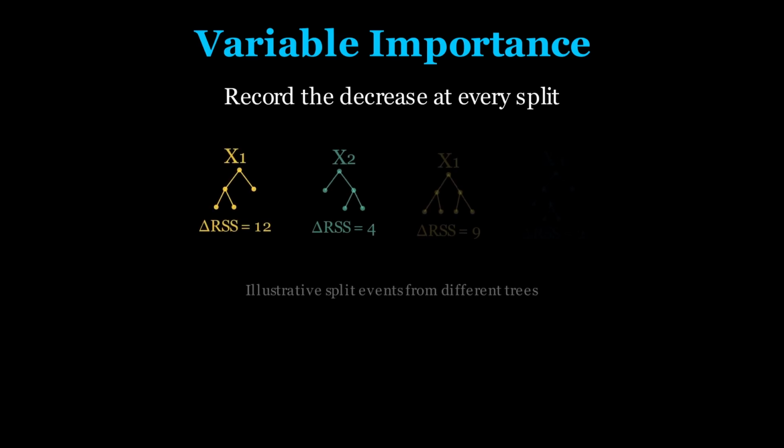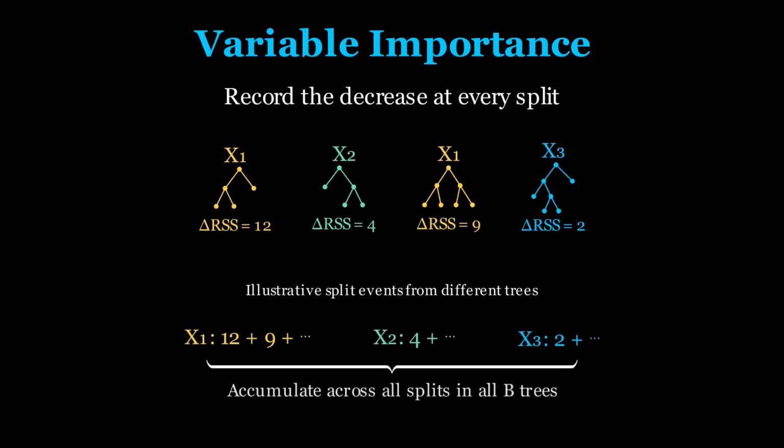To recover some interpretability, record how much each split improves the model. For a regression tree, this is the decrease in residual sum of squares.